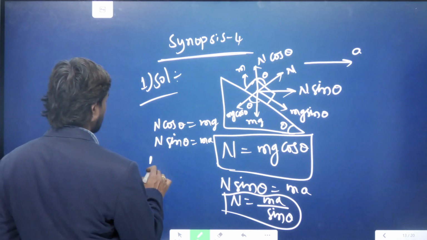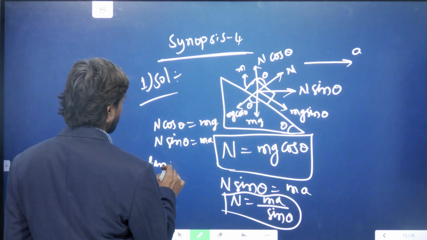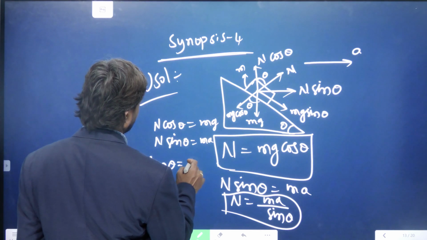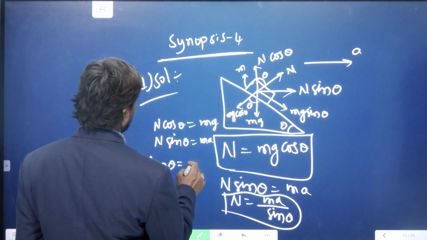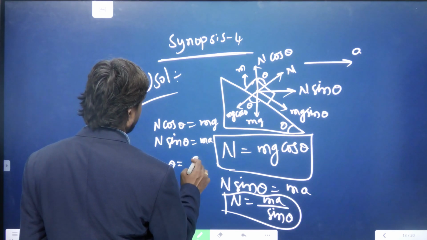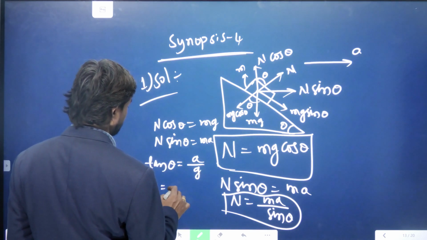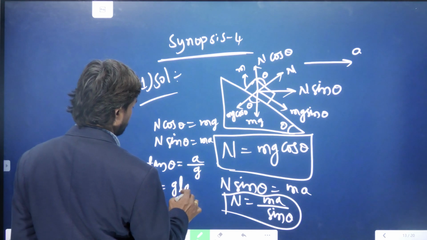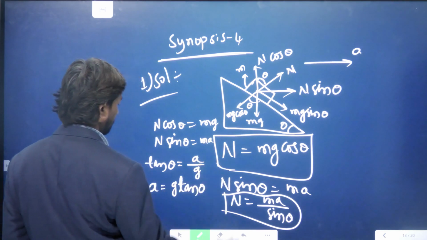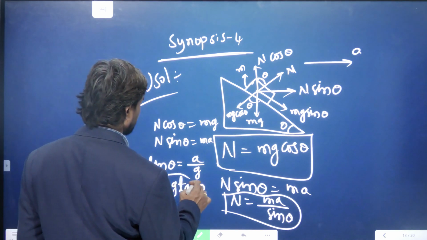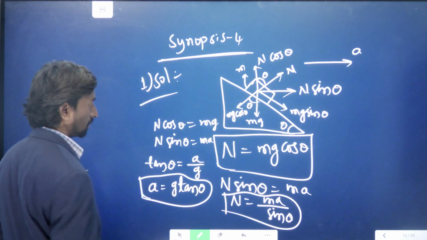Okay, now here tan theta is equal to a by g, since m will be cancelled. Then a is equal to g tan theta. So the acceleration of the block is g tan theta.